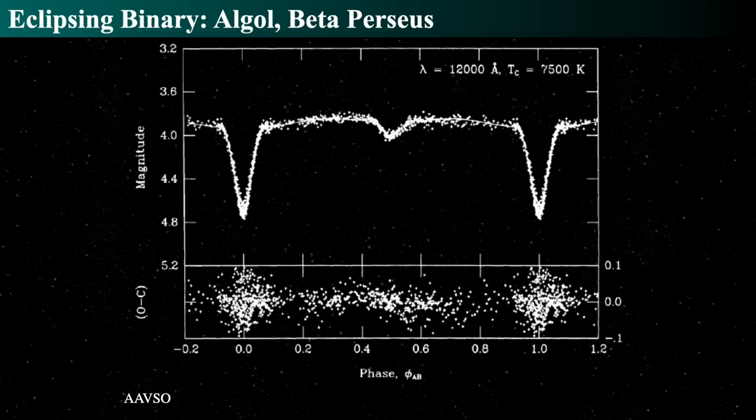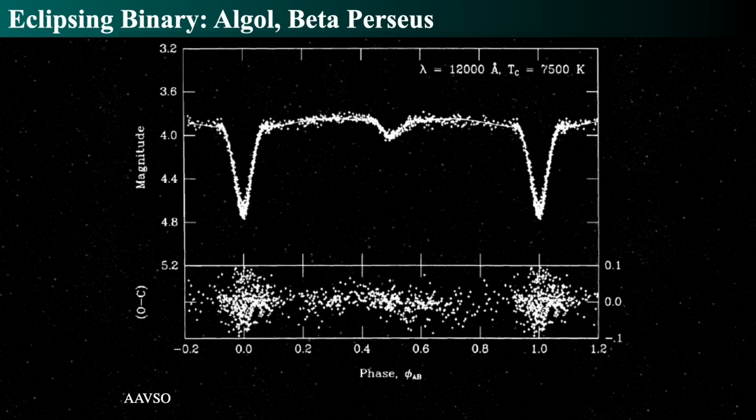And that's what people have done with Algol, or Beta Persei, the winking demon of Perseus. It is the quintessential eclipsing binary, and it takes about 3 days to go through a full cycle. I invite you to look it up on the web and see exactly how you can observe the minimums and maximums of it. It doesn't last very long, because if the period is about 3 days, then the minimum is only a few hours long. The lesser minimum, when the smaller star passes behind the big star, is not as easy to detect, but you can actually see it with the naked eye.